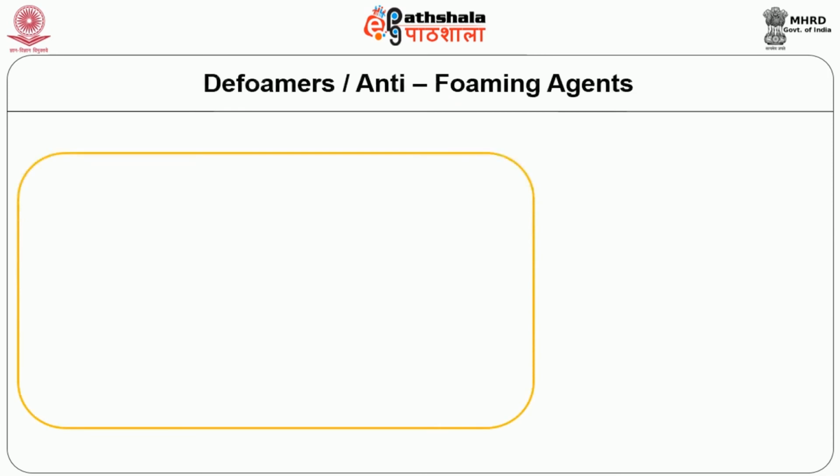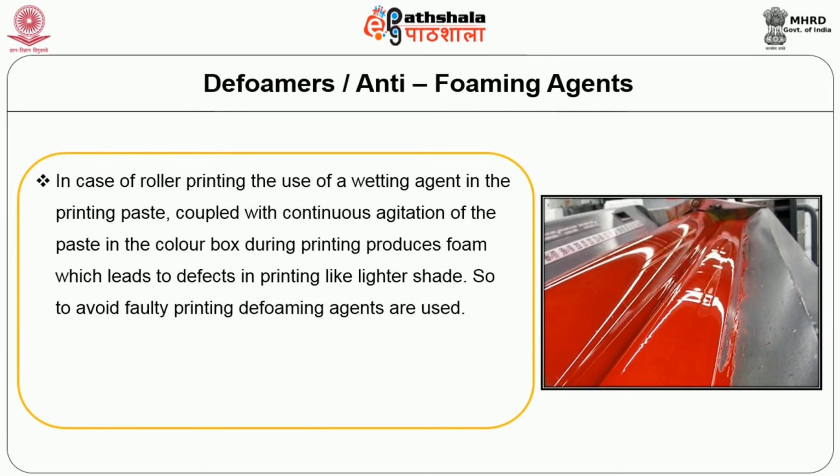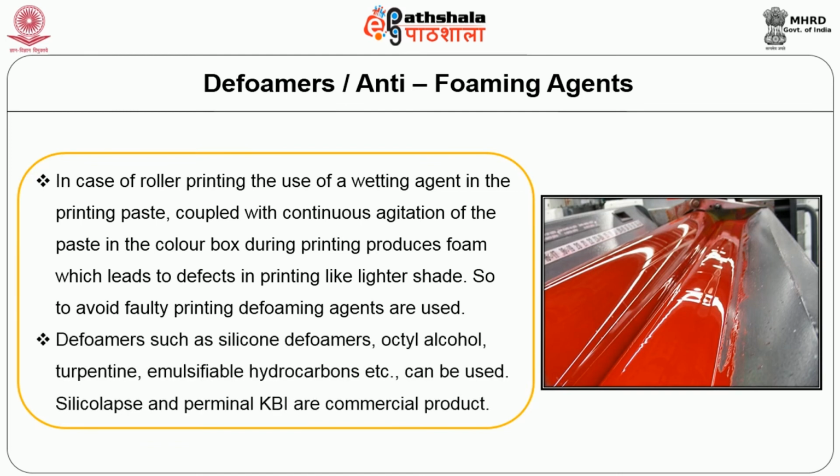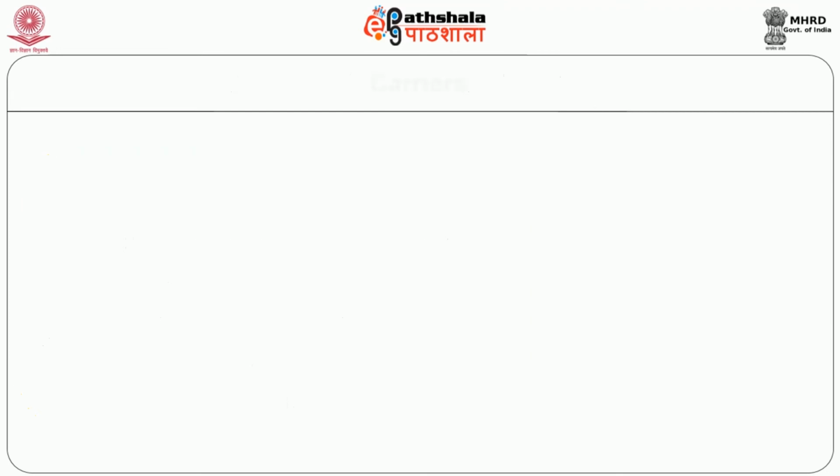Defoamers or anti-foaming agents. In roller printing, the use of a wetting agent in the printing paste, coupled with continuous agitation of the paste in the color box during printing, produces foam, which leads to printing defects like lighter shade. So, to avoid faulty printing, defoaming agents are used. Defoamers such as silicone defoamers, octyl alcohol, turpentine, emulsifiable hydrocarbons, etc. can be used. Silicolabs and Perminal HBI are commercial products.